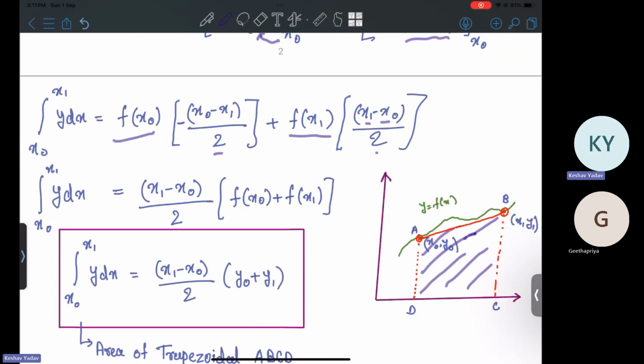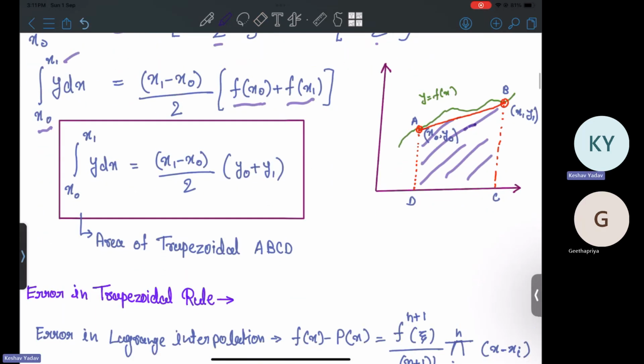So similarly, x1 minus x0 we can take outside, and this 2 is also common, so we can take it outside. So this will become integration y dx, limit from x0 to x1, that will be equal to (x1 minus x0) divided by 2 multiplied by f at x0 and f at x1. If I write this in short form, y0 and y1, then integration y dx will be equal to (x1 minus x0) divided by 2 times (y0 plus y1).